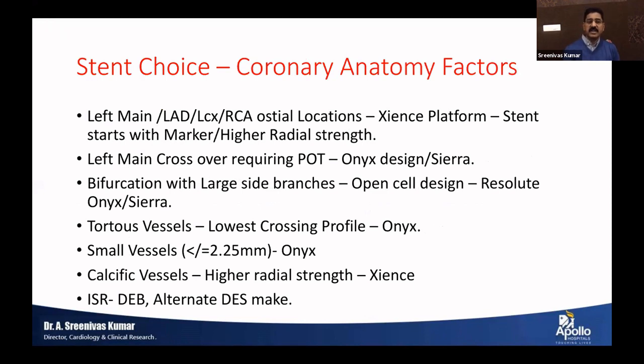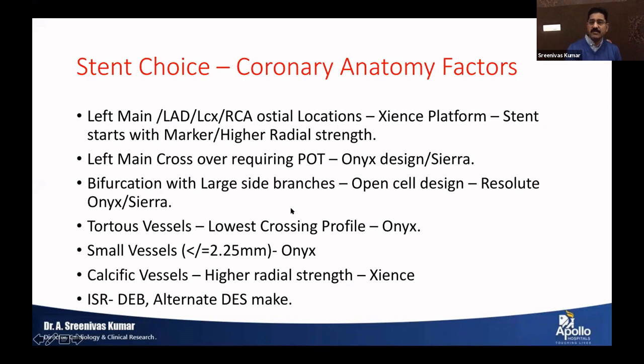Another important thing in stent choice is coronary anatomy. When you're dealing with the left main or LAD, LCX, RCA ostial locations, we have to place the stent very precisely. The Xience platform, where the stent starts with the marker and which also has reasonably good, higher radial strength, is what is preferred. And for left main crossover requiring a stent where the proximal should be big and the distal should be thin, probably the Onyx design is preferable because it doesn't distort the anatomy. The Sierra also has a larger size stent. This is not available, unfortunately, in the country. And that's how it is preferred there.